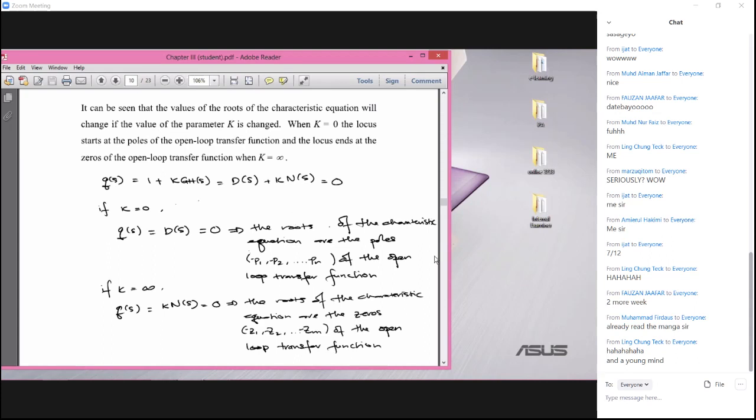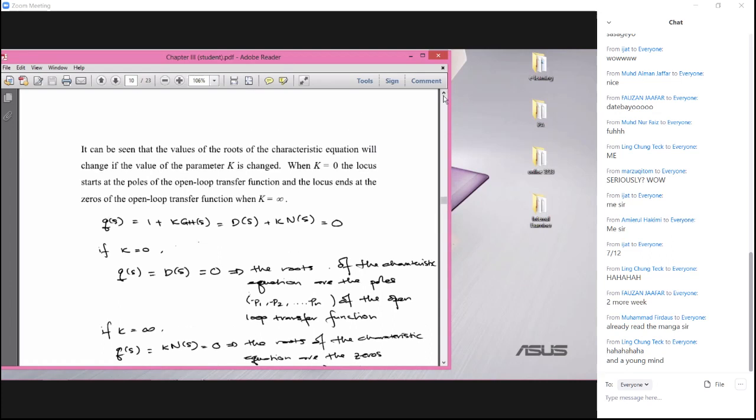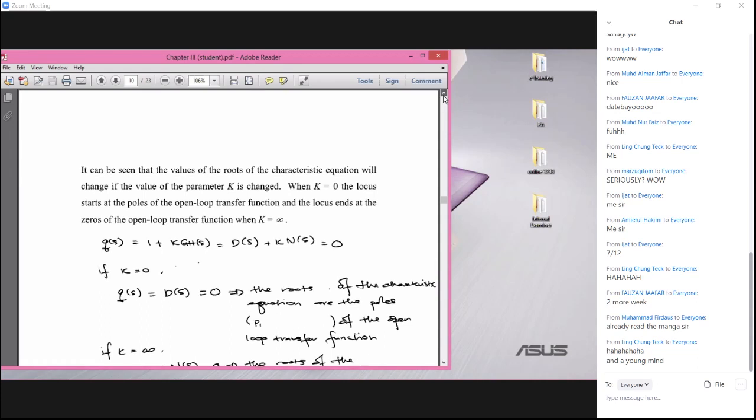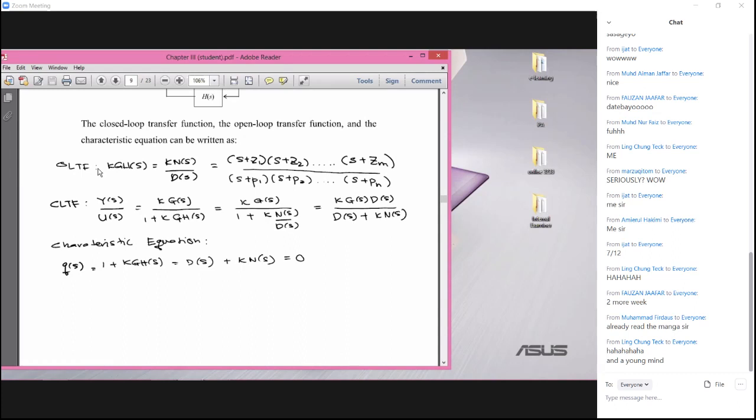So what is the pole and what is the zero? When you obtain your open loop transfer function, you can factor out the numerator and the denominator. The value of s that will make the numerator 0 is called the zero. The value of s that will make the denominator 0 is called the pole. Let me explain that using my whiteboard. It will be much better.